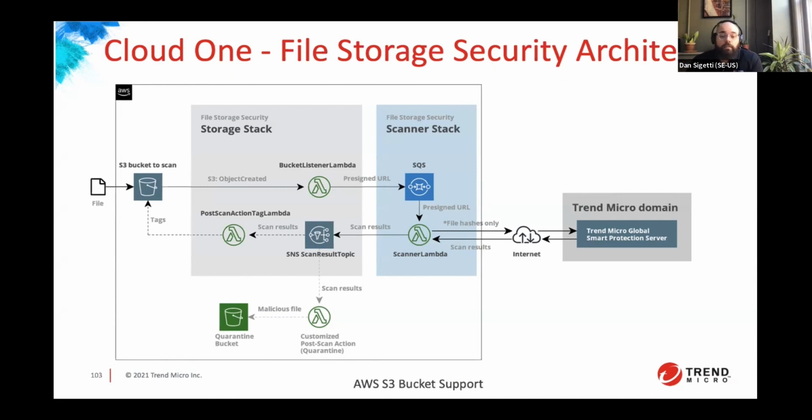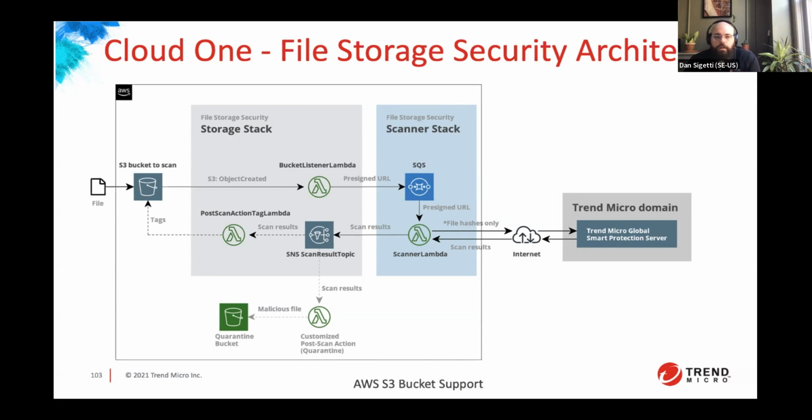From there, the scan results get published to an SNS scan result topic. If you're familiar with this in the cloud, you'll know that this gives us a ton of capability when it comes to what happens downstream. We're publishing 3 main tags: the date that it got scanned, the result of the scan, whether it be clean or malicious, as well as if it was a successful scan.